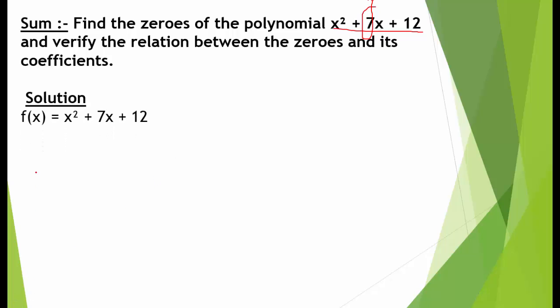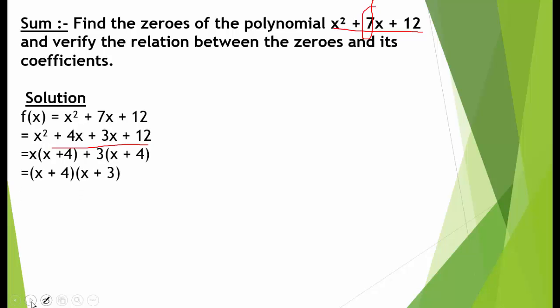Now f(x) is x square plus 7x plus 12, and we can write this as x square plus 4x plus 3x plus 12. Now taking common x from first, this will become x plus 4, and here we take common 3, this will become x plus 4. Now taking x plus 4 common from both, then we have x plus 4 into x plus 3.